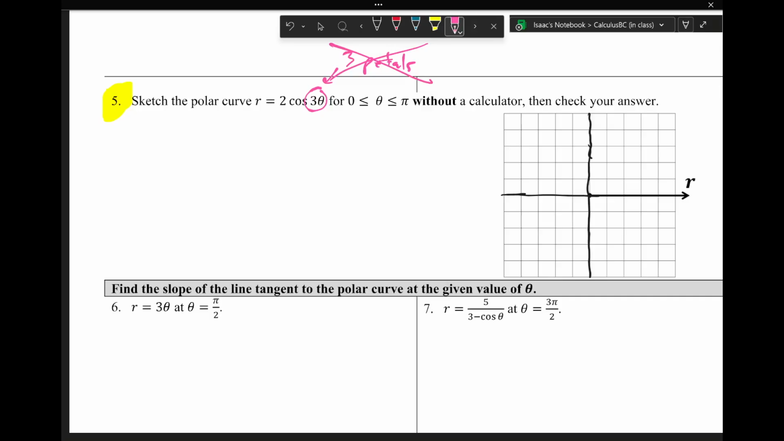So what we have to do is we have to try to figure out what the behavior of this polar graph is going to be. And there's no easy way to start this. We really just have to try to make up a table and start plotting some points. And then with enough points, we can figure out what its behavior is going to be.